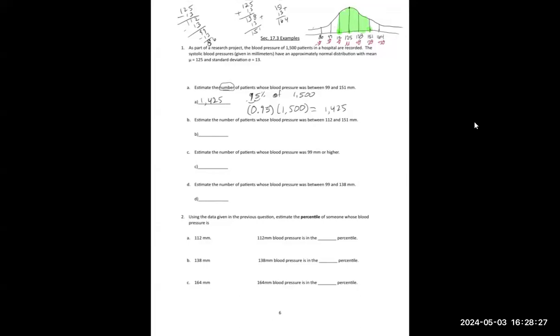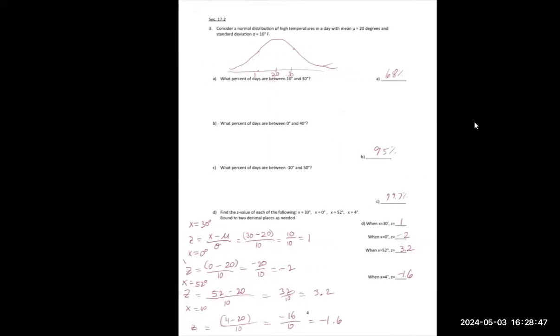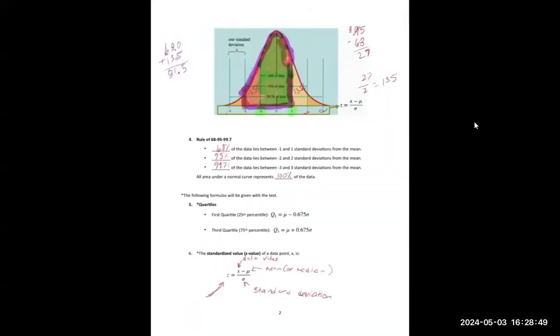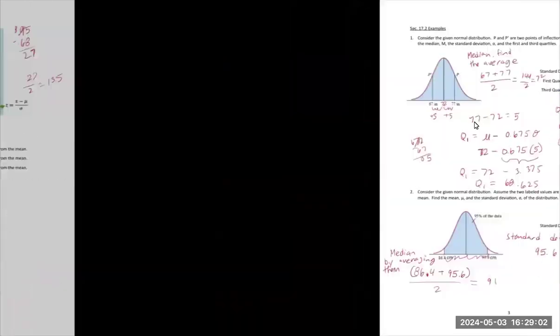Right? So first of all, I notice that this region right here, if we look back, is between 1 standard deviation below the mean and 1 standard deviation above the mean. So I know what that area is. It's already 68%. And we can see that from this rule, they show us that between 1 standard deviation below the mean and 1 standard deviation above the mean, there's 68% of the data. So we see that.